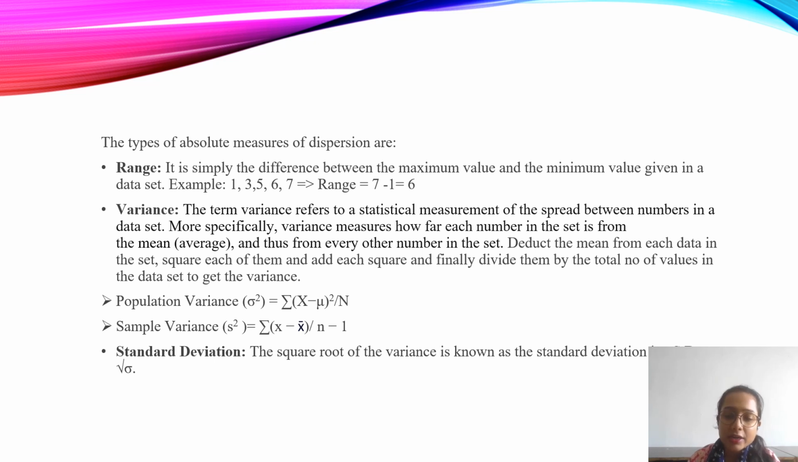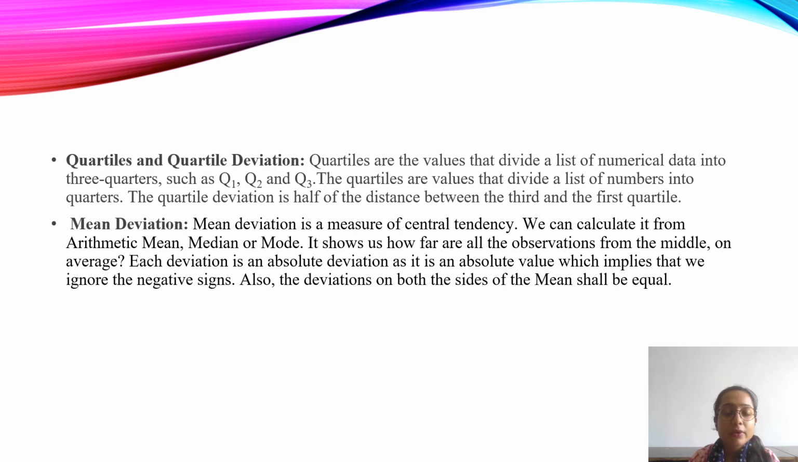Then standard deviation. The square root of variance is known as the standard deviation. So whenever we apply the formula for variance and calculate it, after getting the value as an answer, just take the square root. After getting the square root, that value is the standard deviation. So there is a relation between variance and standard deviation.